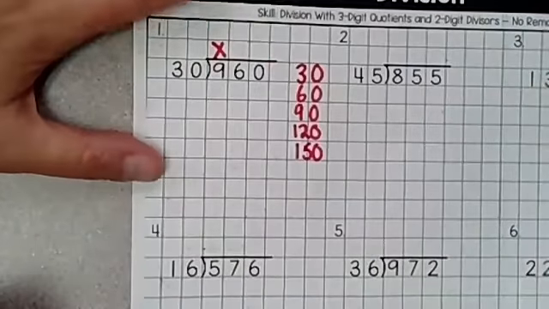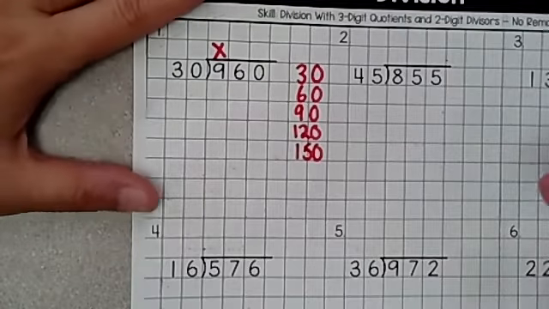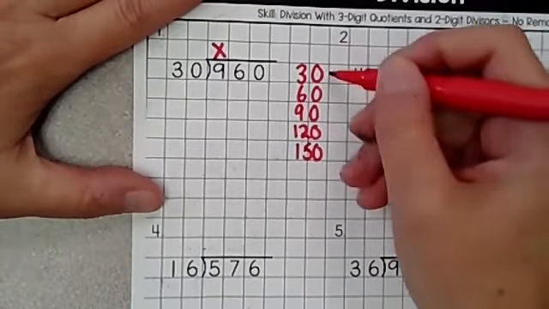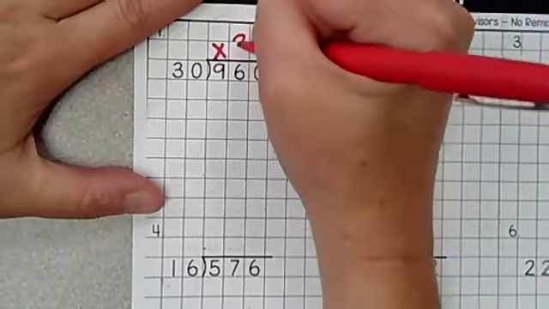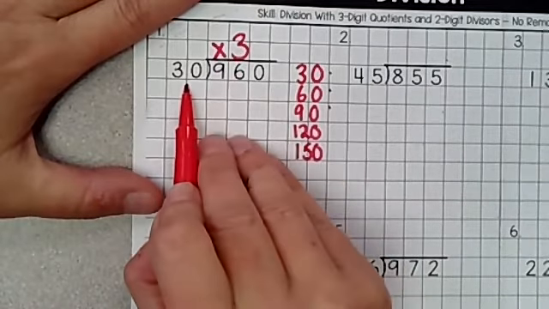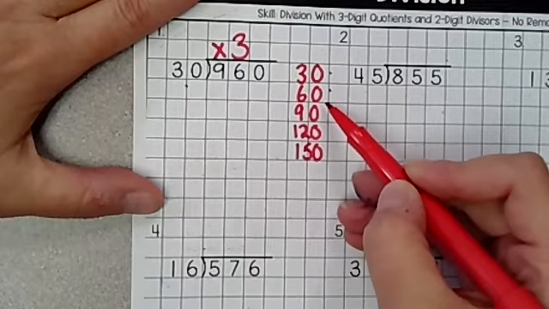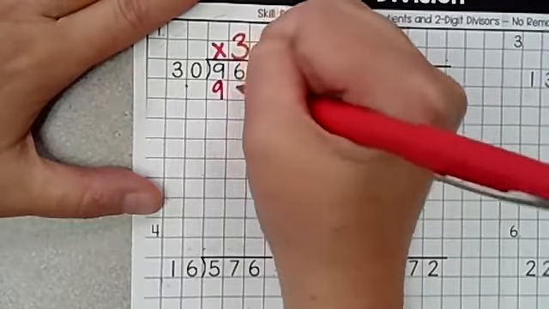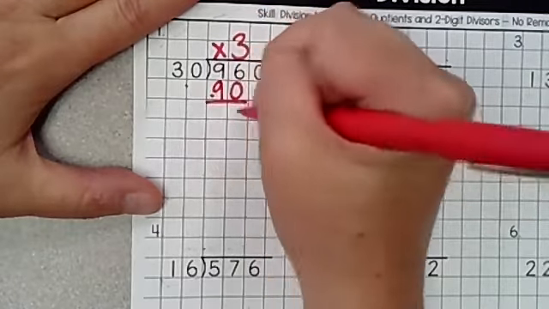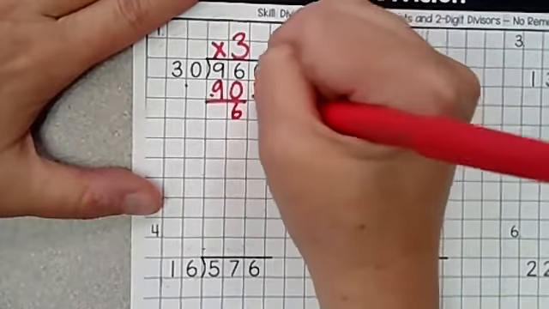Put an X. How many 30s are in 96, Aurora? 1, 2, 3. That is correct. Write your 3 up top. Jameer, what is 3 times 30? Yep. Very good. Put 90 under 96. When you subtract, you get a 6. Now bring down a 0.